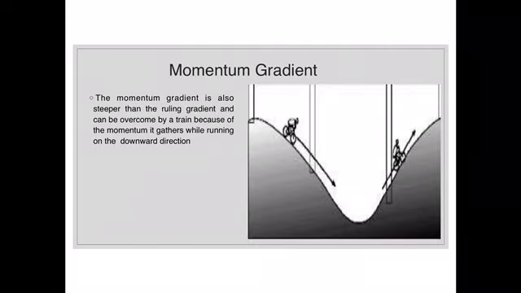The second gradient we have is the momentum gradient. Momentum gradients are usually steeper than the ruling gradient, and the momentum gradient will be overcome by the train because of the momentum it gathers while running on the section. So how will it be provided? Usually when the momentum gradient is provided, it will always follow a downward gradient followed by an upward gradient.